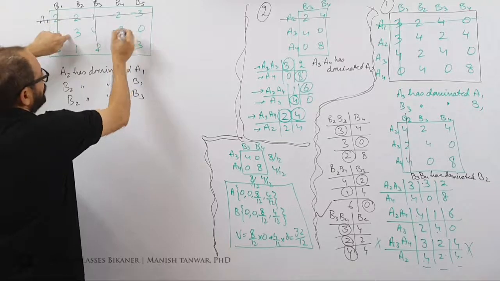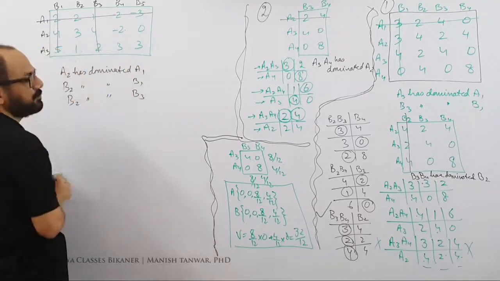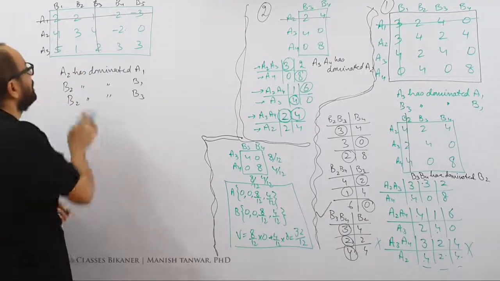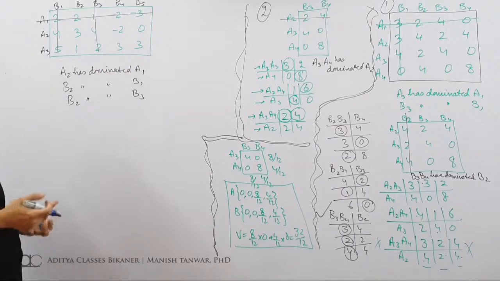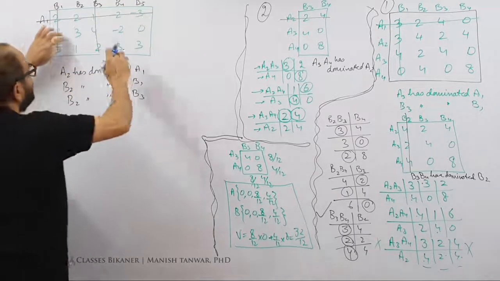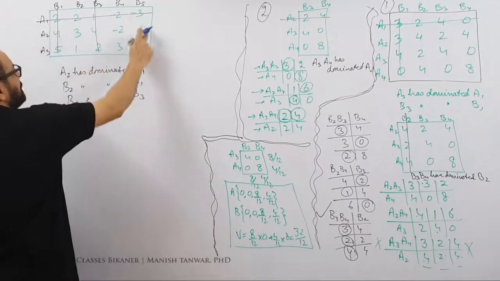Next is B2 against B4. In 3, -2, -2 is better. In 1 and 3, 1 is smaller. Need to pick smaller. So B2, B4, we don't get any decision. No issues. We'll go to B2, B5. 3, 0, 0 is better, smaller value. 1, 3, 1 is better.